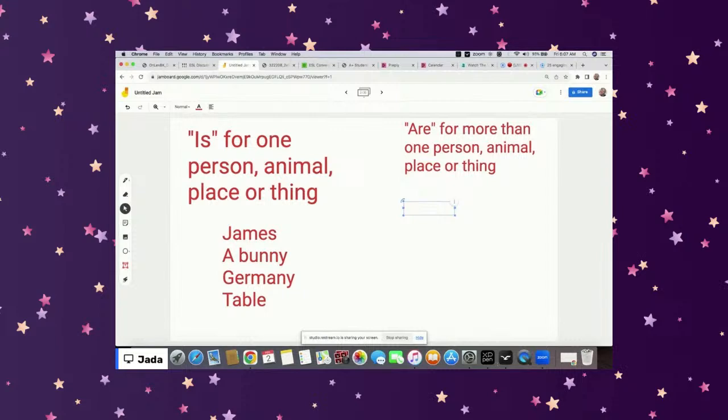James, Ella, then the bunny and the cat, Germany and Canada, then table and a chair.